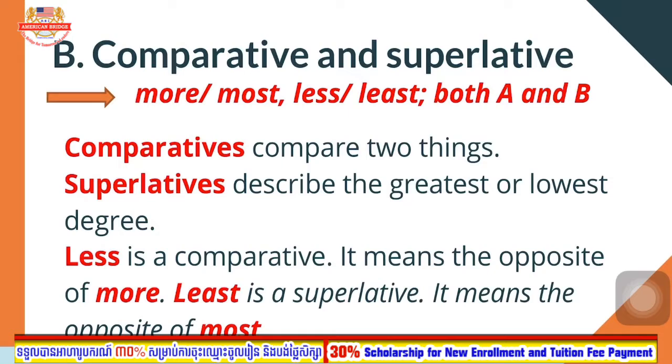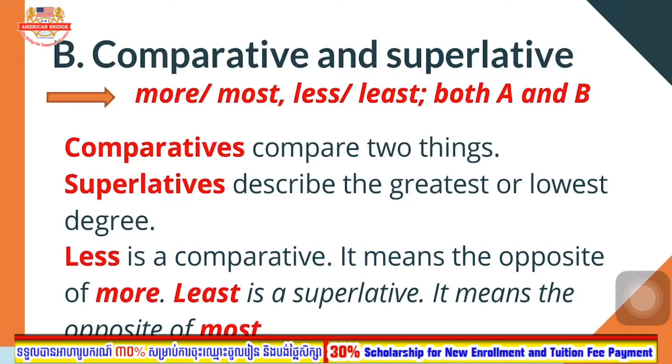Oh wait, right. So something new over here. We always compare two things, right? We always talk about the greatest. So today let's talk about the lowest. We use less and least. So less is used with comparative adjectives, and least is used with superlative adjectives. This is to talk about the lowest.